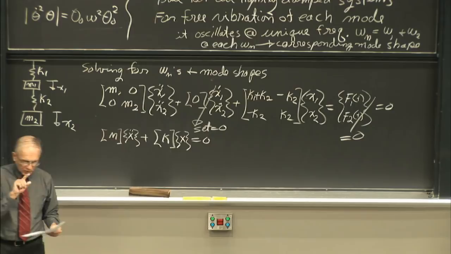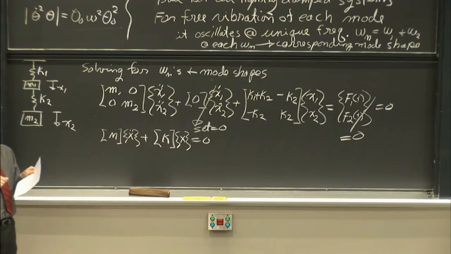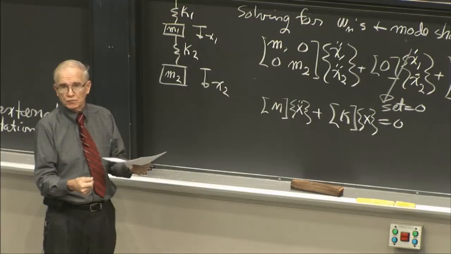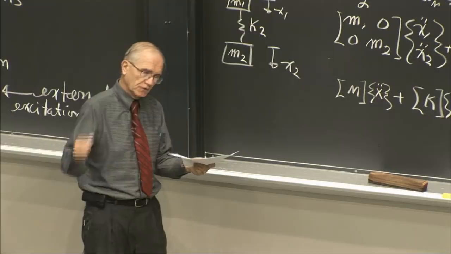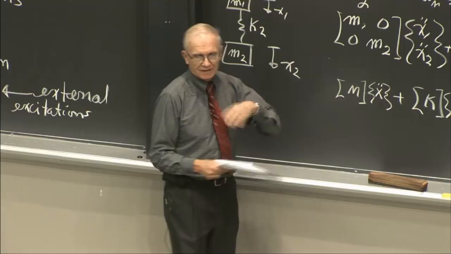And you went through last time the 2 by 2. You can actually go through and find the fourth order equation in omega and solve for 2 roots of omega squared. And you got the 2 natural frequencies, plug them back in, you got the 2 mode shapes that go along with them. So you did it that way, by hand, so that you can see how you can work out the natural frequencies.